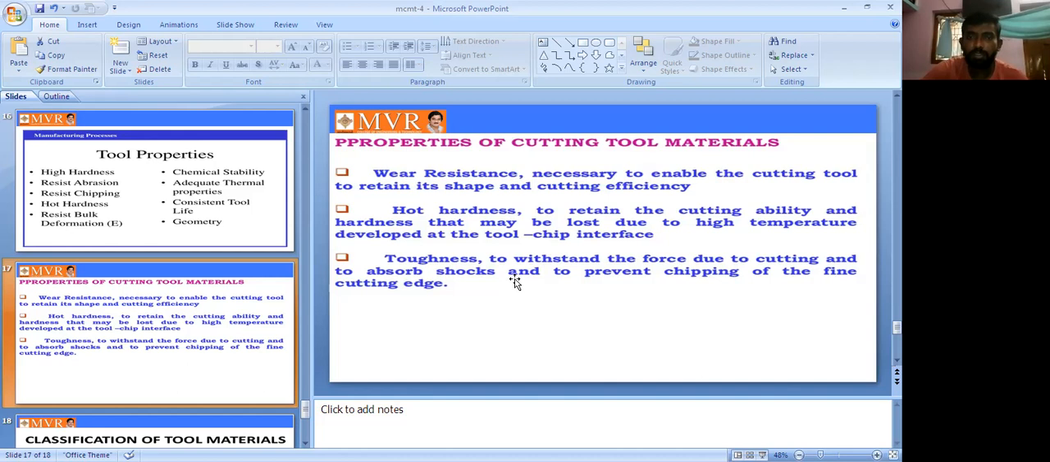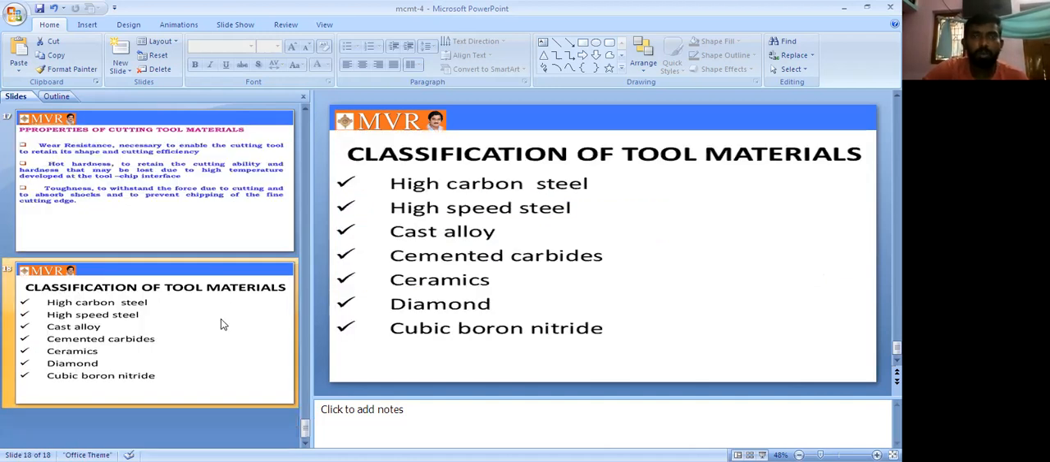So next is toughness. Toughness is needed to withstand the force due to cutting, to absorb the shocks and to prevent chipping of the fine cutting edges. It is one of the properties. Wear resistance, hardness and toughness, these three are very, very important properties in tool materials.